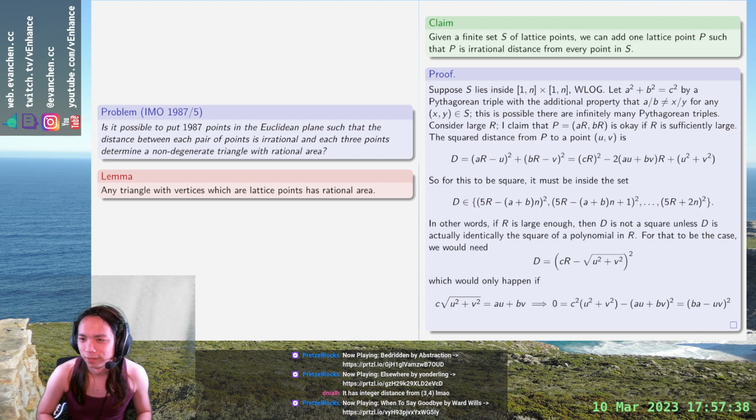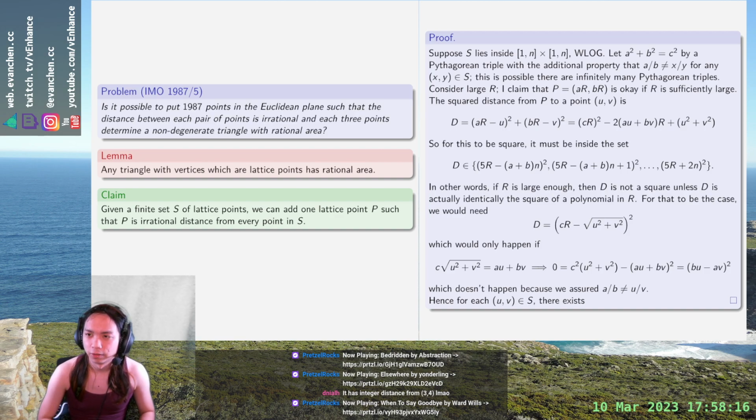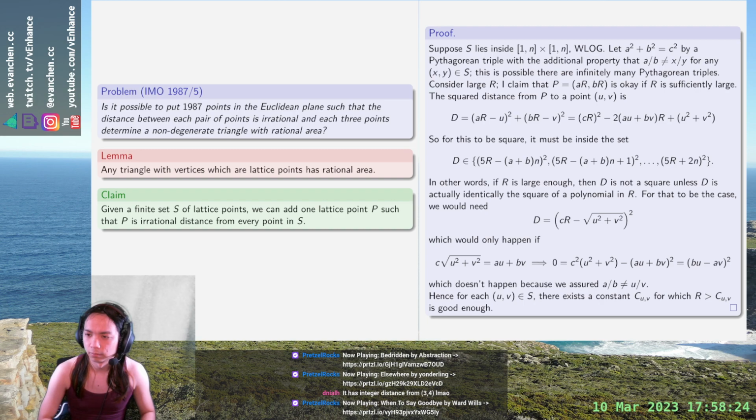It's bu minus av, squared, which doesn't happen because we chose a over b not equal to x over y. So hence for each point, for each u, v, and s, there exists a constant C_uv for which R greater than C_uv is good enough. So take the max of these finitely many constants to finish.